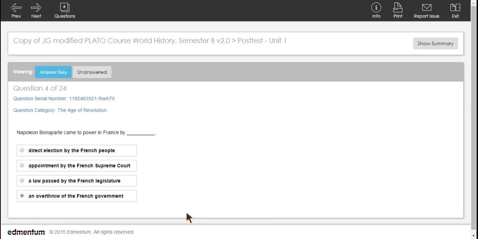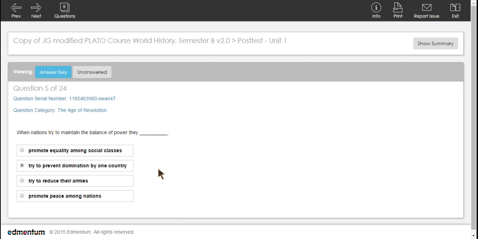Napoleon Bonaparte came to power in France by direct election by the French people, appointment by the French Supreme Court, a law passed by the French legislature, or an overthrow of the French government. Correct answer is an overthrow of the French government.